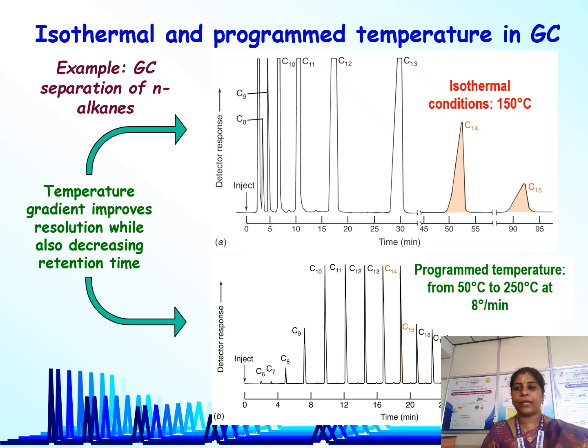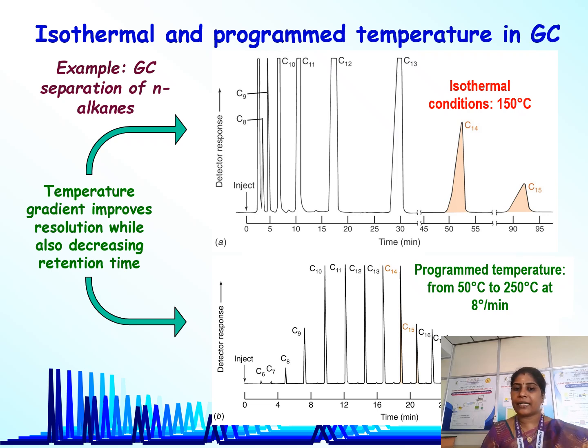Isothermal and programmed temperature in gas chromatography. Examples for gas chromatography separation are n-alkanes. Temperature gradient improves resolution while also decreasing the retention time. Programmed temperature from 50 degrees Celsius to 250 degrees Celsius at 8 degrees per minute. Isothermal conditions are 150 degrees Celsius.